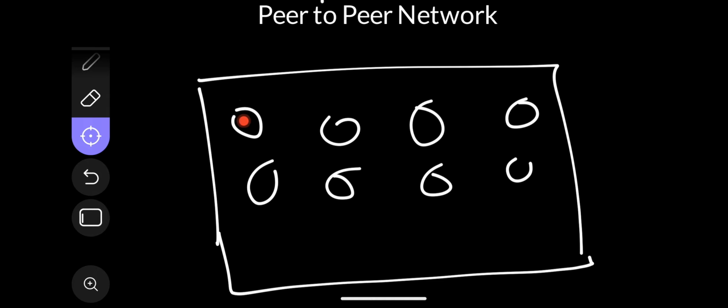Like, this one is going to share the book with this and this. Similarly, B is going to share a book with A, C, D, E, F, G, H. Similarly, C will do and D will do.